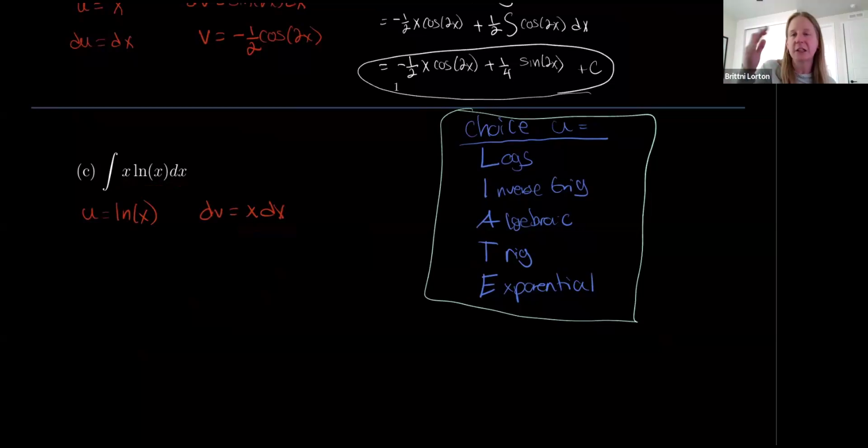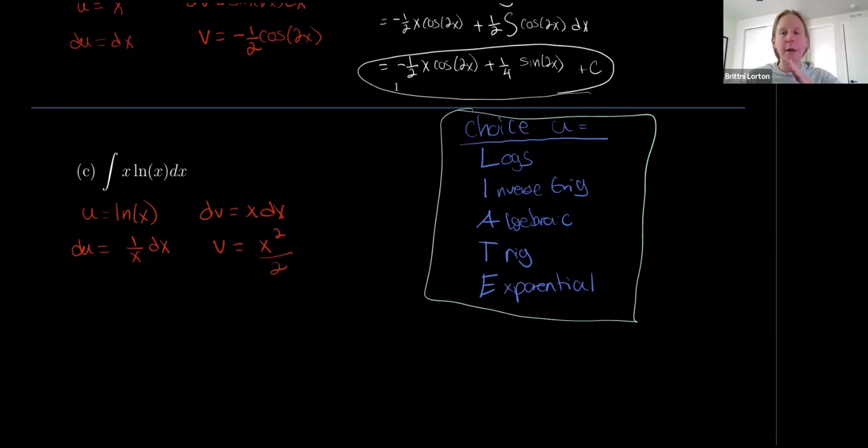Now I have the decision, then I just follow through with the integration by parts, which is I need a du, the derivative of ln is 1 over x, and then I need a v, so the antiderivative of x is x squared over 2. Don't worry about the plus c until the end, but make sure you remember that plus c. And now I'm going to go through and get an answer here.